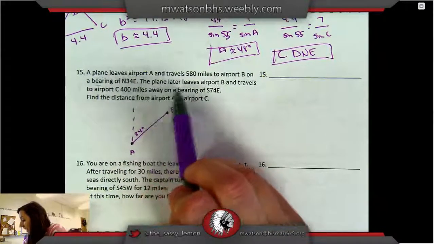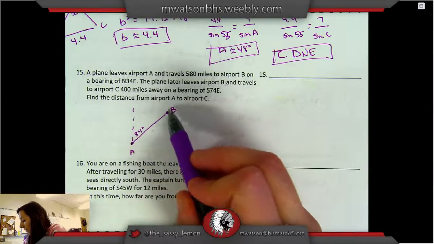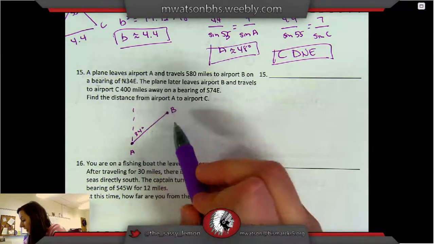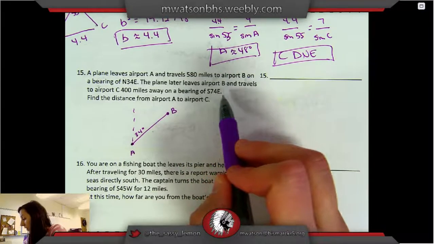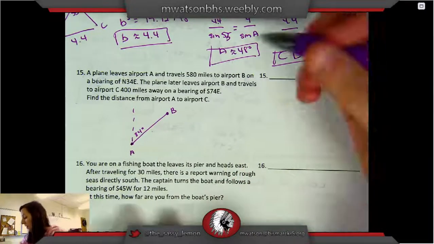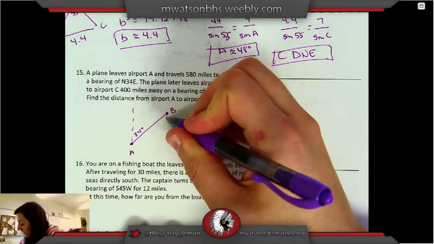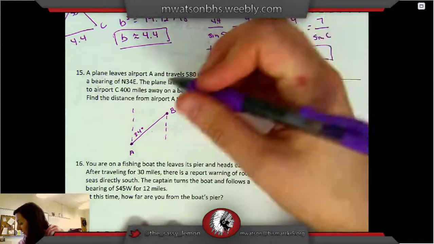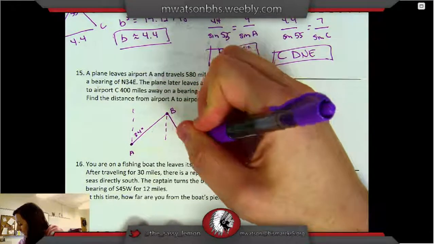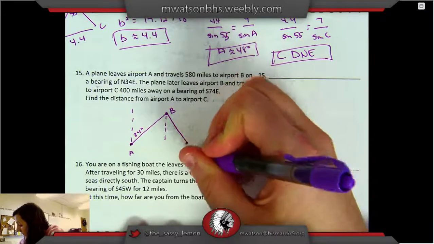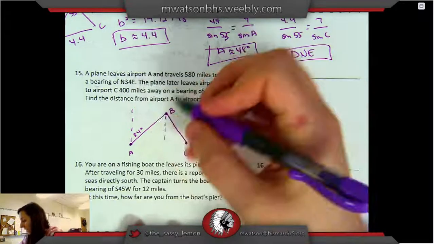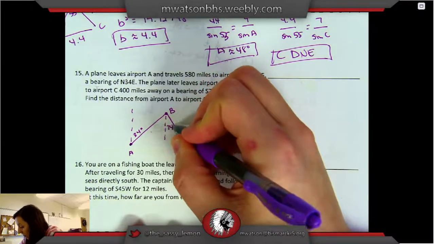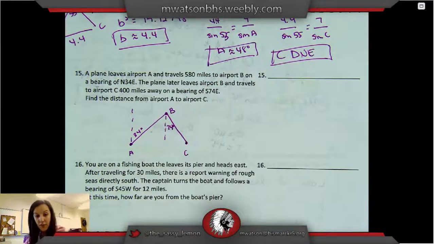Then the plane later leaves airport B and travels to an airport C 400 miles away on a bearing of 74 degrees east of south. So I'm going to do my due south. And again, we're going east, so it's going to be in this direction. And it says 74 degrees in that bearing. So this one's interesting because the bearing is inside of our triangle.